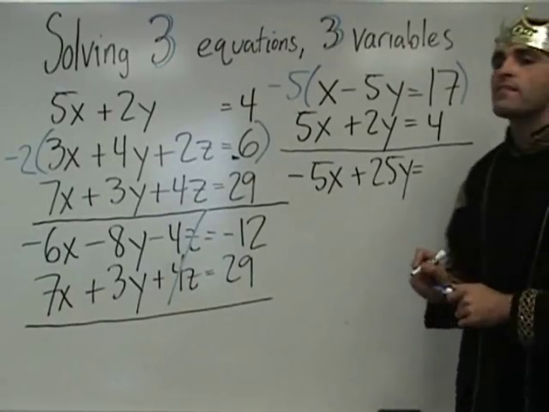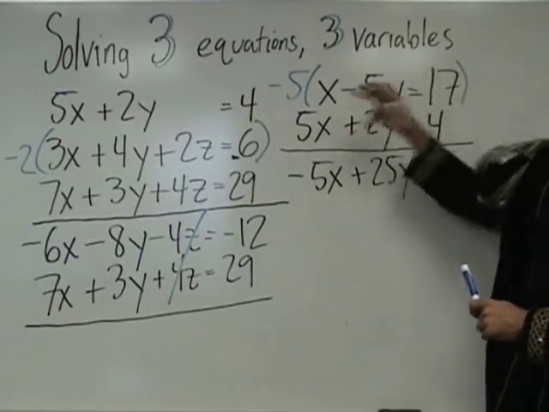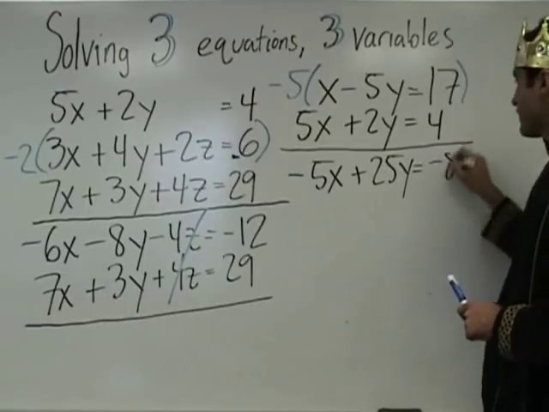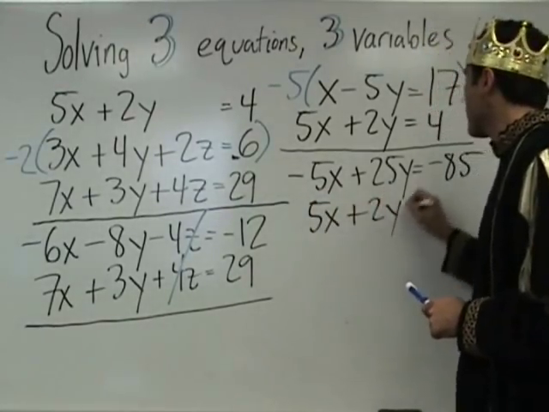Negative 5x plus 25y equals negative 85. 50 times 5 plus 7 times 5. Excuse me, 10 times 5 plus 7 times 5. That's how to break it up. Is there a shorter way to do these? No. And then 5x plus 2y equals 4.